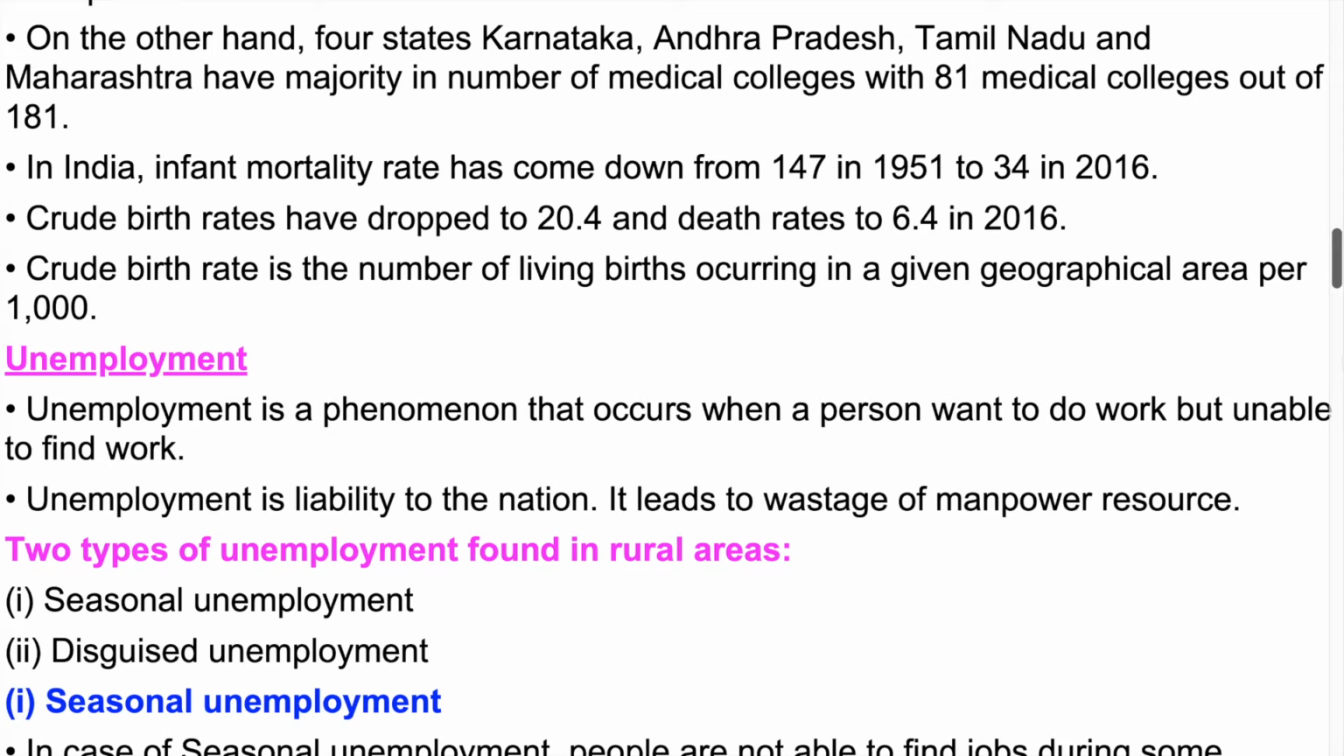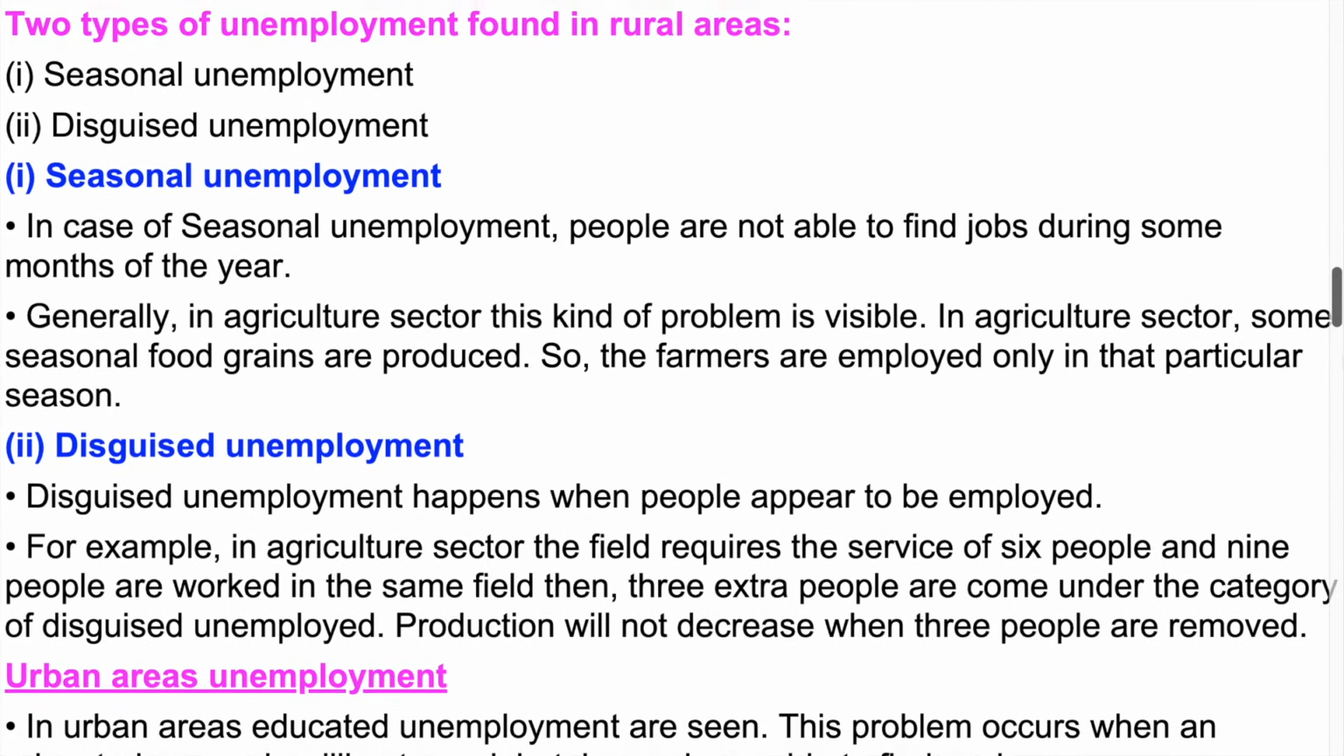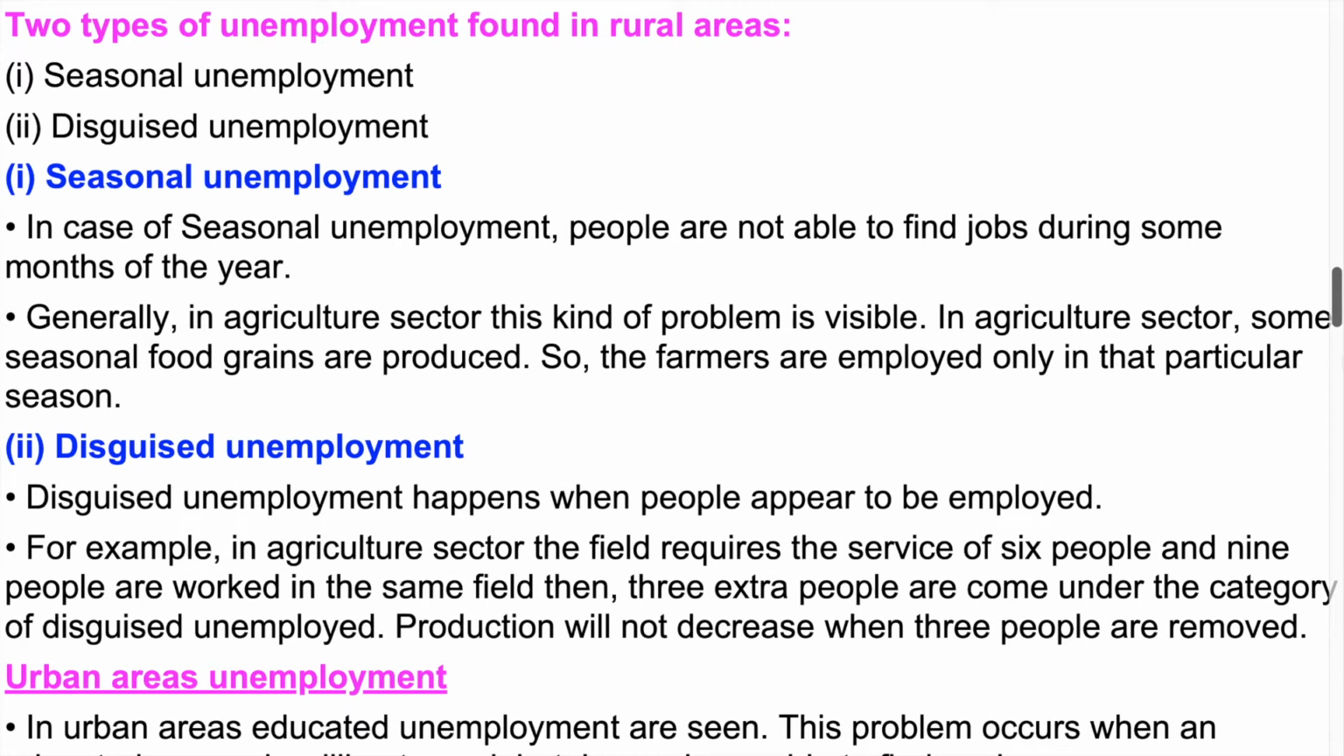Unemployment. Unemployment is a phenomenon that occurs when a person wants to work but is unable to find work. Unemployment is a liability to the nation. It leads to wastage of manpower resources. 2 types of unemployment are found in rural areas: 1. Seasonal unemployment. 2. Disguised unemployment. In seasonal unemployment, people are not able to find jobs during some months of the year. Generally, in the agriculture sector this kind of problem is visible. In agriculture, some seasonal food grains are produced, so the farmers are employed only in that particular season.